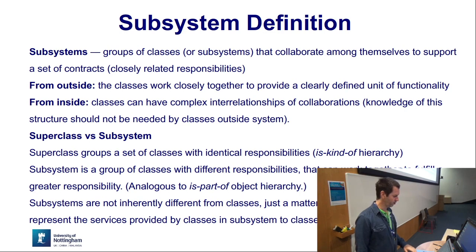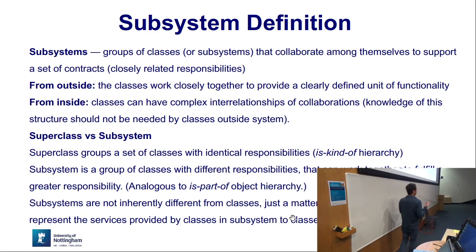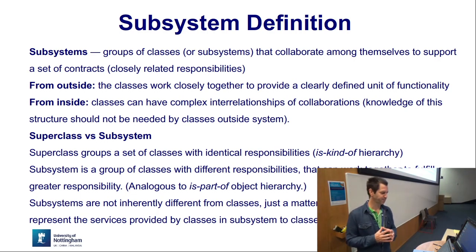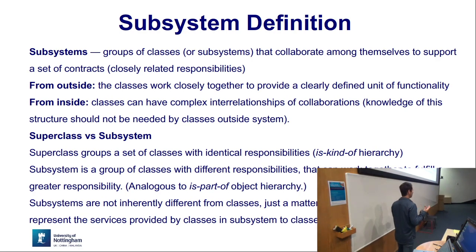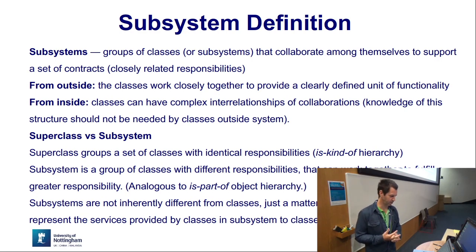Subsystems are not inherently different from classes, just a matter of scale. So subsystems have more intelligence than a class, right? A class has a certain level of intelligence, and then a subsystem expands that. A subsystem groups a bunch of classes together, and it gives the subsystem more intelligence so it can carry out bigger or more complicated responsibilities.